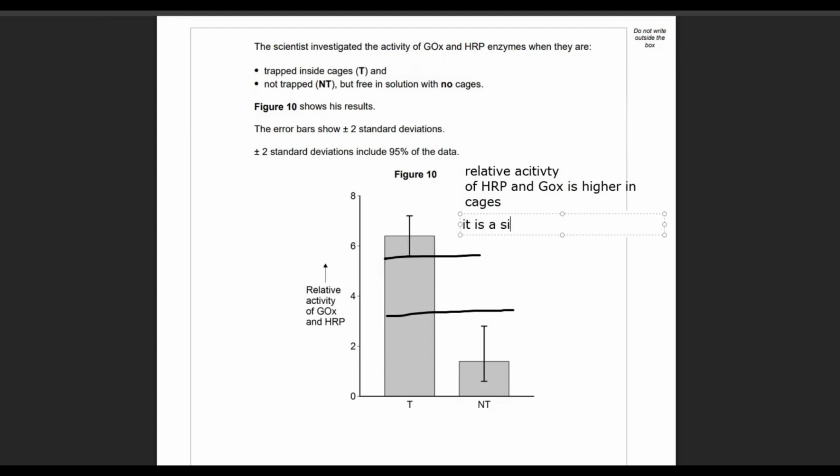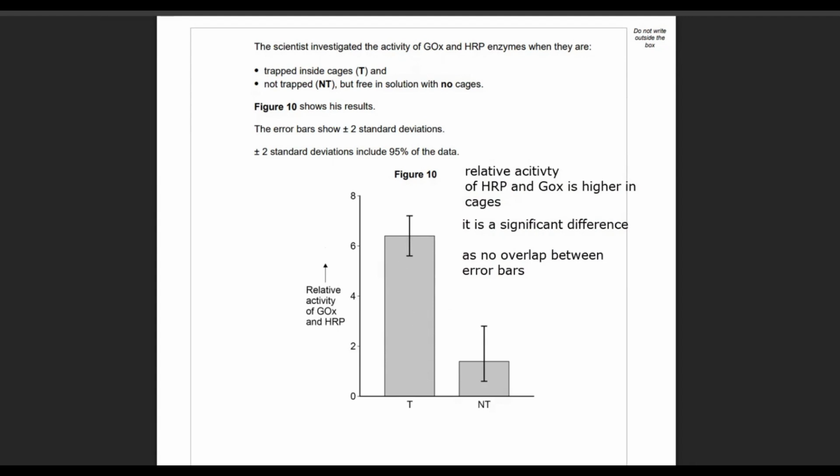It is a significant difference. And then for the third mark, we give the reason why, as no overlap between error bars. Okay, so there's no overlap between the error bars. Let me rub out those two dodgy black lines.